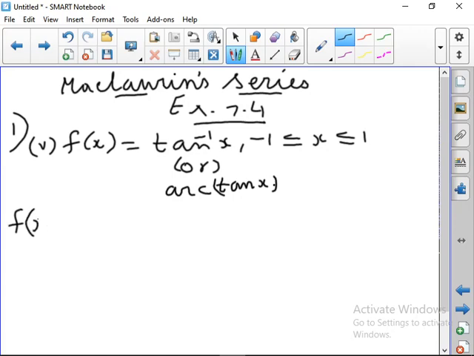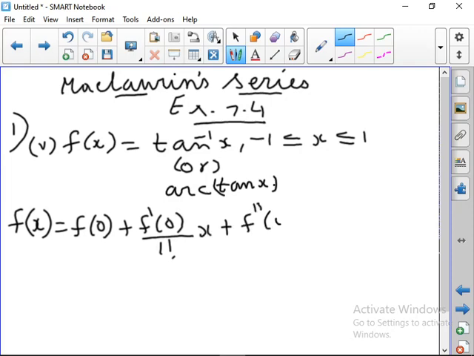First we'll write the series. f of x is equal to f of 0 plus f dash of 0 by 1 factorial into x plus f double dash of 0 by 2 factorial x square plus f triple dash of 0 by 3 factorial x cube plus etc.